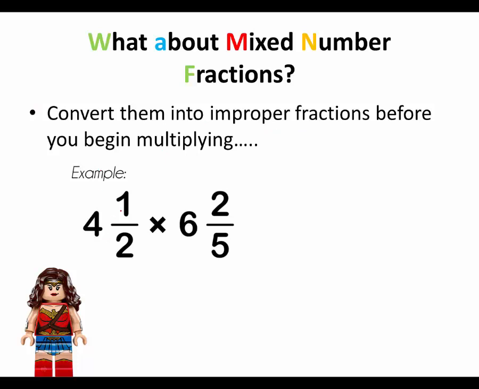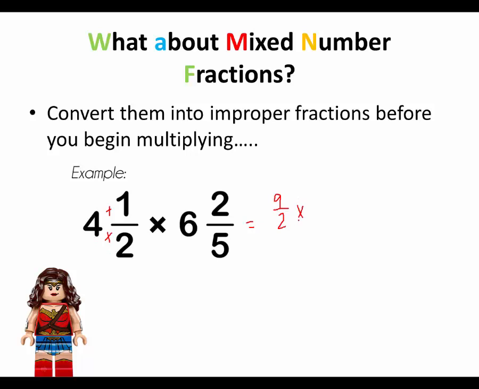So for example, you have 4 1/2 times 6 2/5. Again, these are both mixed numbers. So in order to multiply them, we have to turn them back into improper fractions. And the way to do that is you're always going to multiply your whole number by your denominator, and then you're always going to add that number to your numerator. So 4 times 2 gives you 8, plus 1 gives you 9. So then 9 would become your new numerator, and then you would just carry over your denominator that you already had, which would be 2. So then 4 and 1/2 is now 9 over 2 as an improper fraction.